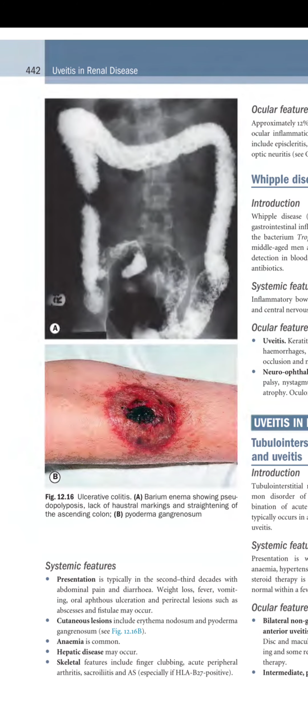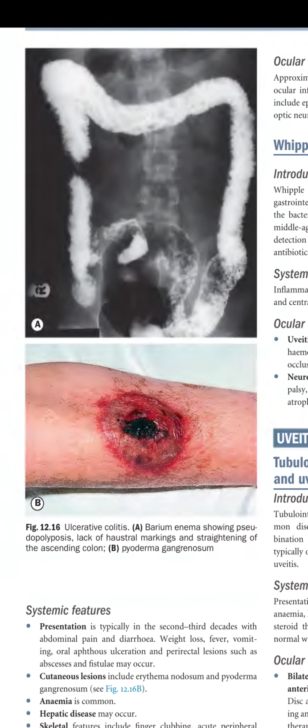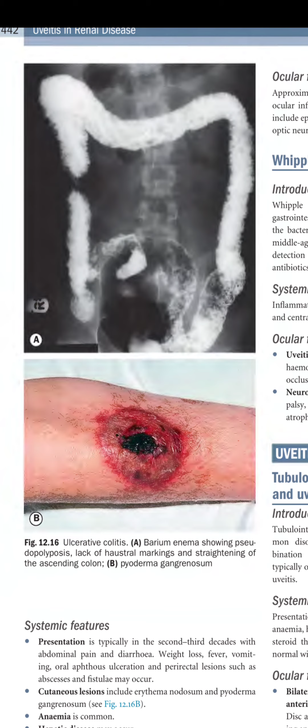So what are the systemic features? This is the ulcerative colitis picture 12.16. It shows a barium enema showing pseudopolyps, with lack of haustral markings and straightening of the ascending colon. So the ascending colon is straightened up. Pyoderma gangrenosum. So this is a cutaneous lesion.